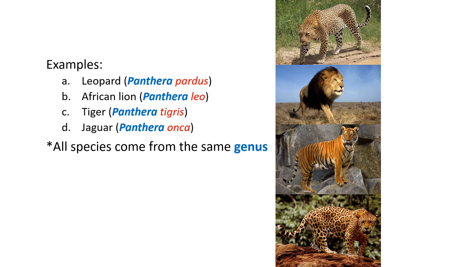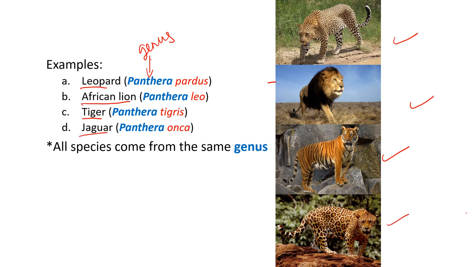Okay, so these are just a few examples of scientific names in the genus Panthera. You have the leopard here, which is Panthera pardus. You have the African lion, which is Panthera leo. You have the tiger, which is Panthera tigris, and the jaguar, which is Panthera onca.